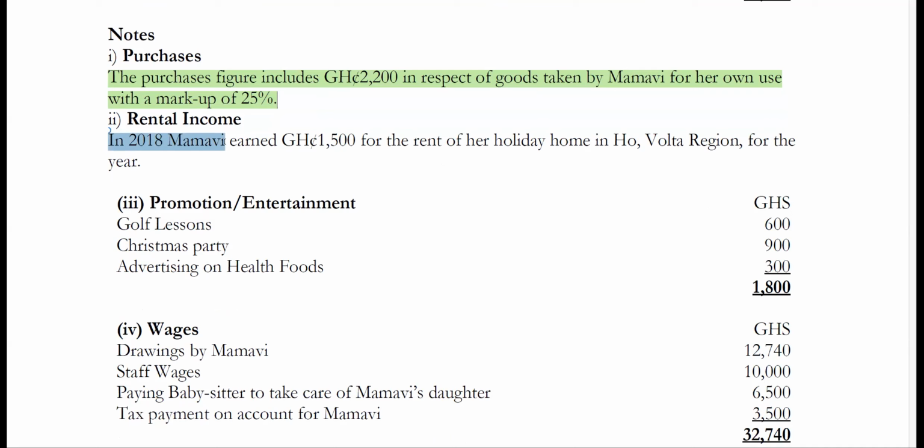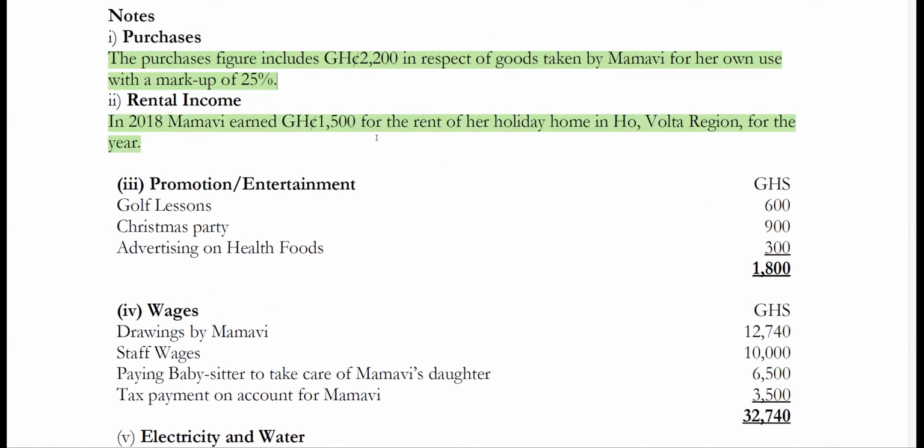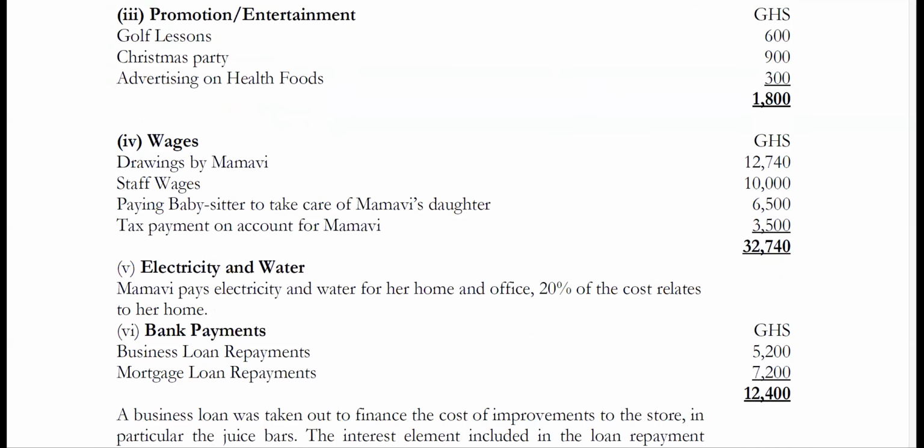In 2018, she earned 1,005 for the rent of a holiday home in Ho, Volta region for the year. This is rental income. I'll come and teach you the rules around income. For now, I'm not concerned about income.